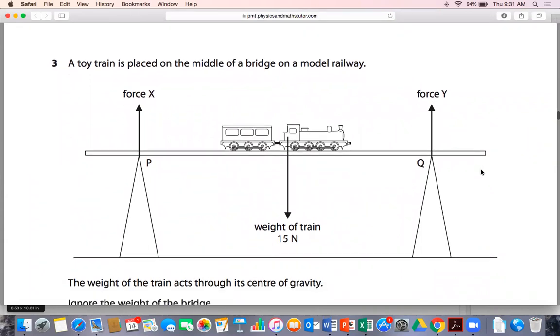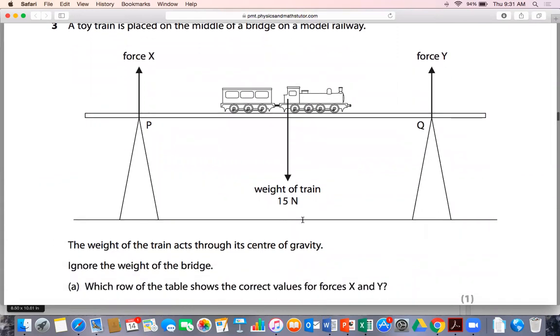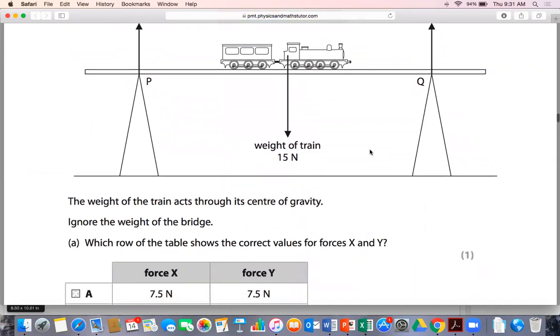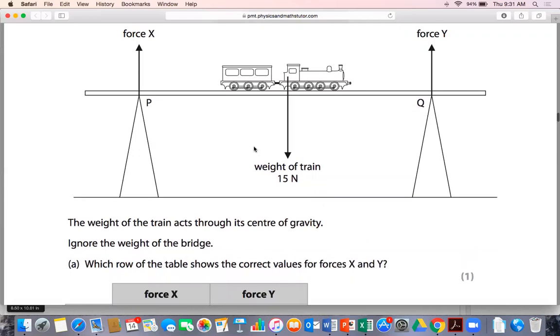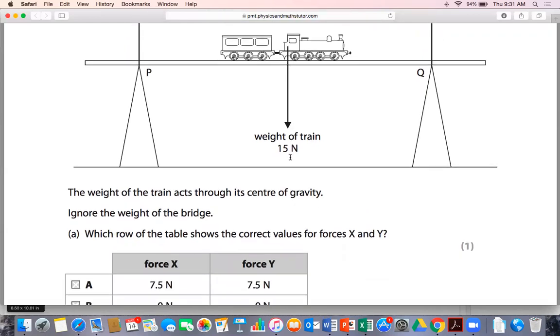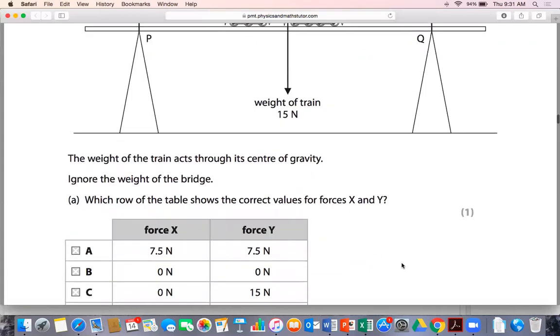Okay, a toy train is placed on the middle of the bridge on a model railway. The weight of the train is 15 Newton and acts through its center of gravity. Ignore the weight of the bridge. Which row of the table shows the correct values for forces X and Y? Do you all have this as well? It was in the questionnaire, okay. Which row of the table shows the correct values for forces X and Y?